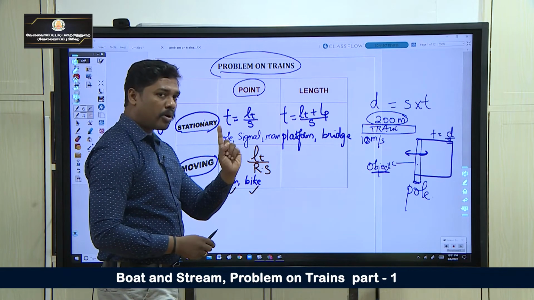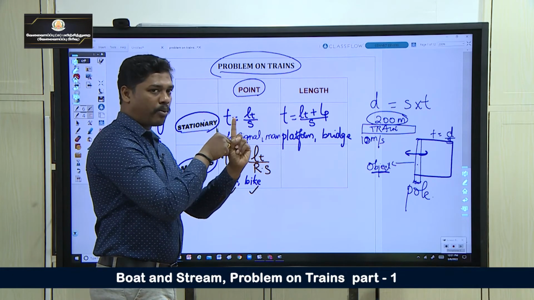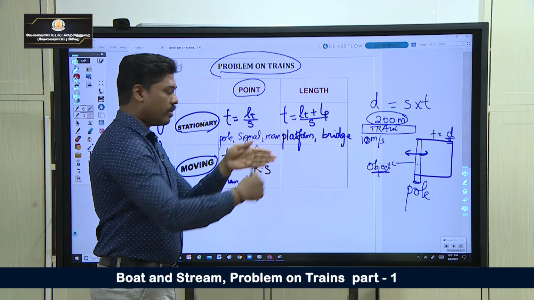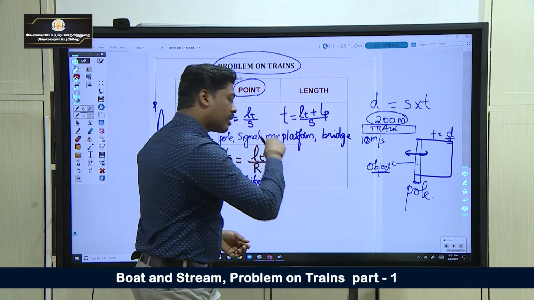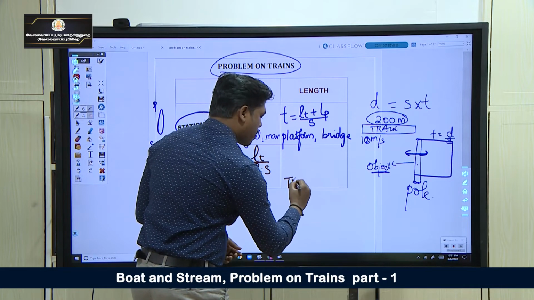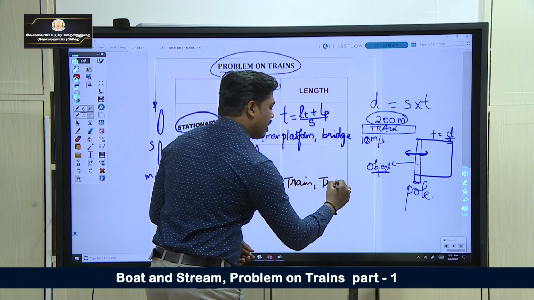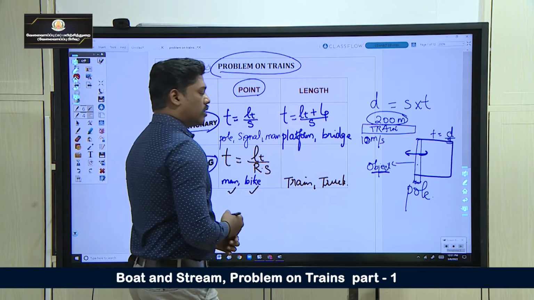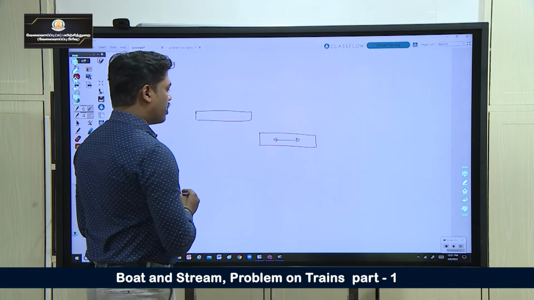Now the same object has some length. It was like this, only a point. Now it has some length. What example can I tell? Moving length. I can tell another train or a truck, a larger truck. Okay. So let me solve an example here.